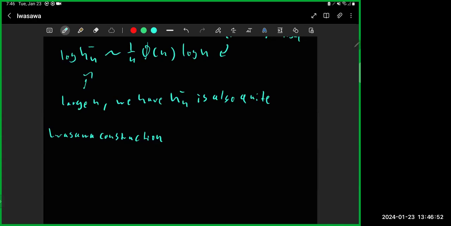So at some point during the last, I don't know, 50 years or so. Oh, I didn't mention this. Ah, okay. Should I go back to this? Should I talk about the Iwasawa construction first? Okay. It might be useful to introduce these concepts.